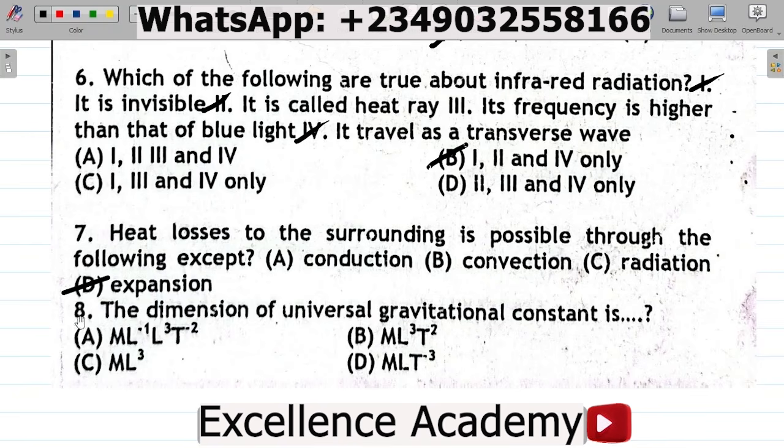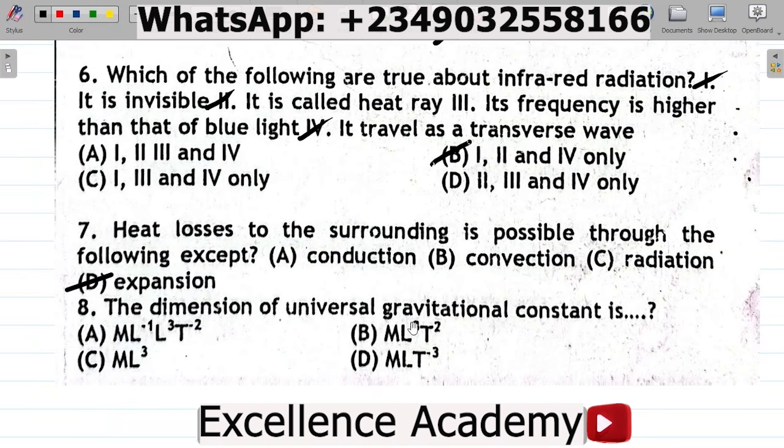All right, next up, question number 8. The dimension of universal gravitational constant is: you have A, B, C, and D. Let's get the universal gravitational constant and then we get the dimension. So first things first, when we talk about universal gravitational constant, what comes to mind?